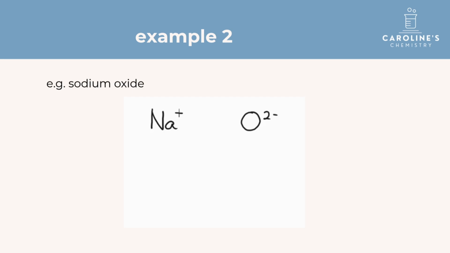Now to balance these charges, we don't have enough positives, so we're going to add another sodium ion. Remember, we can't change the formula, we can't change the charge on the ion. The only thing we can do is change the number of ions in order to get these charges to balance. Now let's write down what we've got there. We've used the sodium ion twice, so we use a little subscript 2 to show that, and then the 1 oxygen ion. So sodium oxide is Na2O.